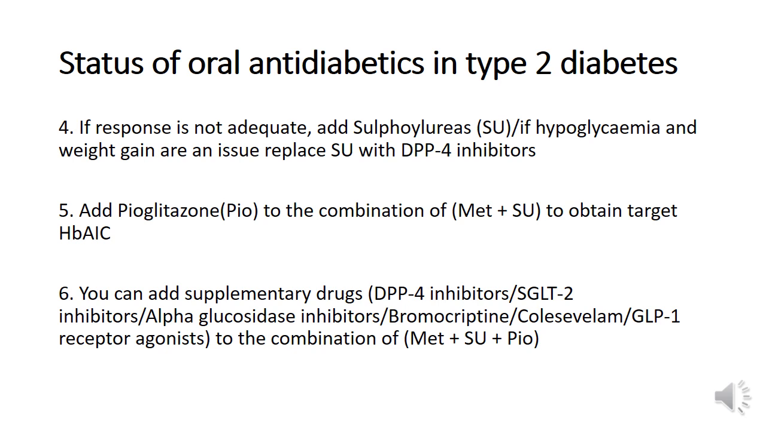Now, with the combination of metformin, sulfonylurea and pioglitazone, if I am not able to get the required response in the treatment of my patient, then I may supplement this regimen with one of these drugs. It could be a DPP4 inhibitor or an SGLT2 inhibitor, alpha glucosidase inhibitors, bromocriptine, colesevelam, or even GLP-1 receptor agonists.